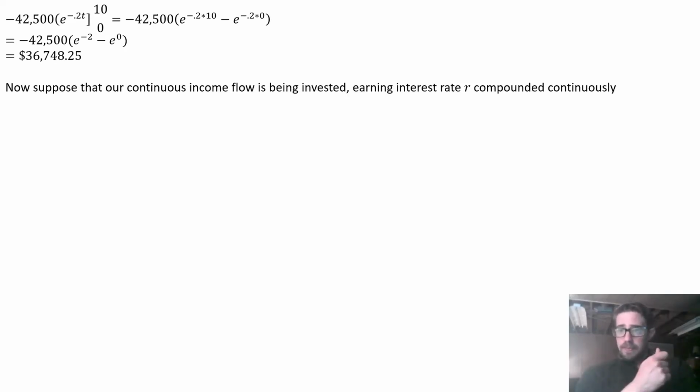Now suppose that we are taking our continuous income flow. As that money comes in, we are investing it. So we are investing it at continuously compounded interest, which is that formula A equals P times e to the RT. So that's technically the best way to invest money, earning interest rate R, whatever it is.